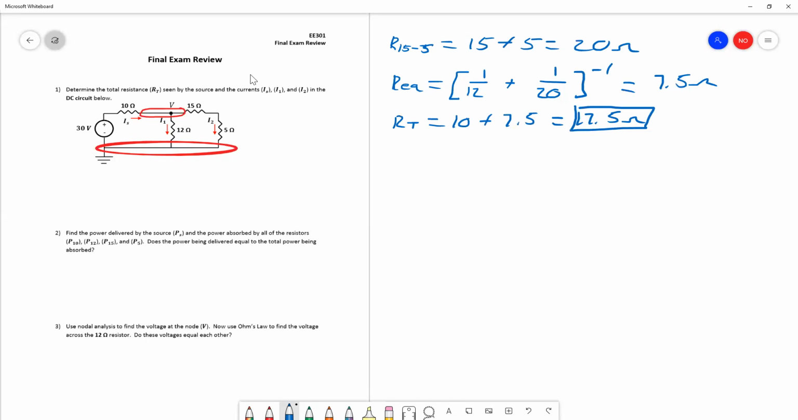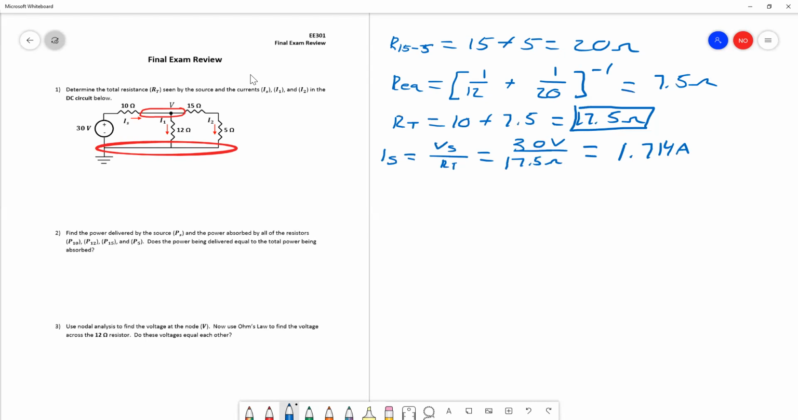Next step is to find the source current. Using Ohm's law, we know that source current will equal the source voltage divided by the total resistance. That is 30 over, my apologies, 17.5 ohms, and that gives us 1.714 amps.